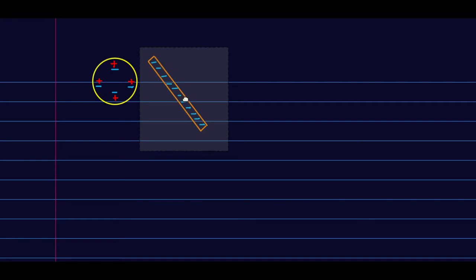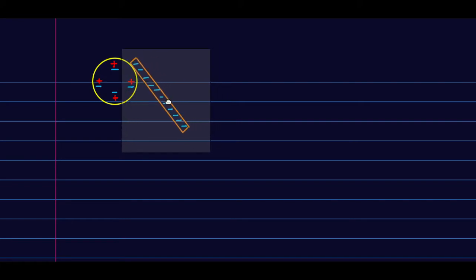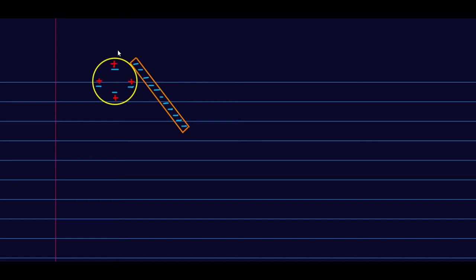So here we go. We touch the negative rod onto the ball. Now remember, like charges repel. This rod is full of negative charge, and they're all pushing away on each other. Well, we've just given some of them a place to go, and so they're going to go there. So I'm going to grab one of these negatives and move it over. And we're not quite done.